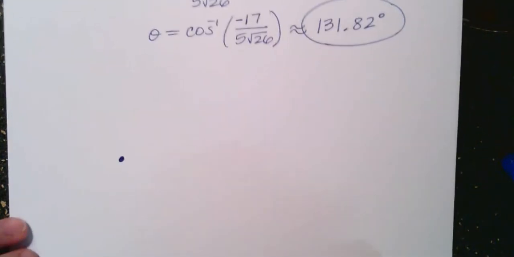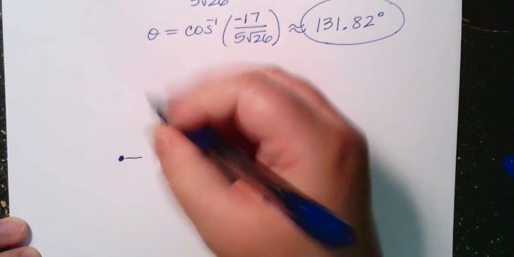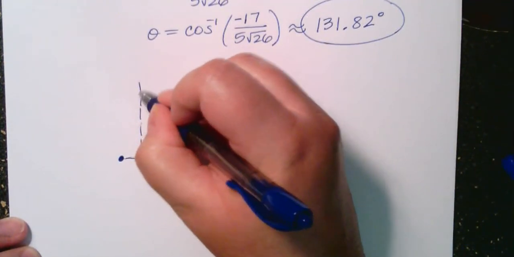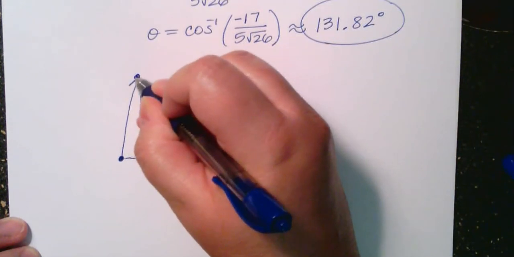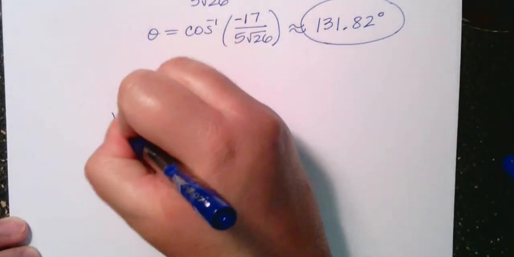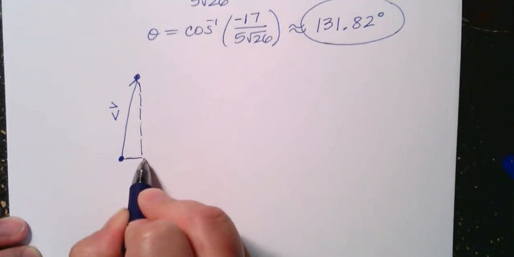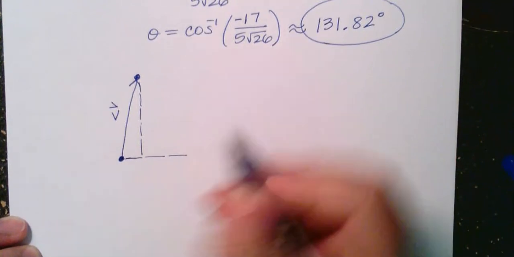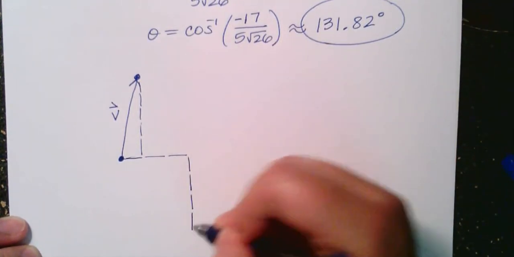All right, so 1 to the right and 5 up for V. Let's call that 1 to the right, and then 1, 2, 3, 4, 5 up. Something like that. So there's V. And this is just a rough sketch, but that's all I really need. For W, I'm going to go 3 to the right and 4 down. 1, 2, 3 to the right. 1, 2, 3, 4.